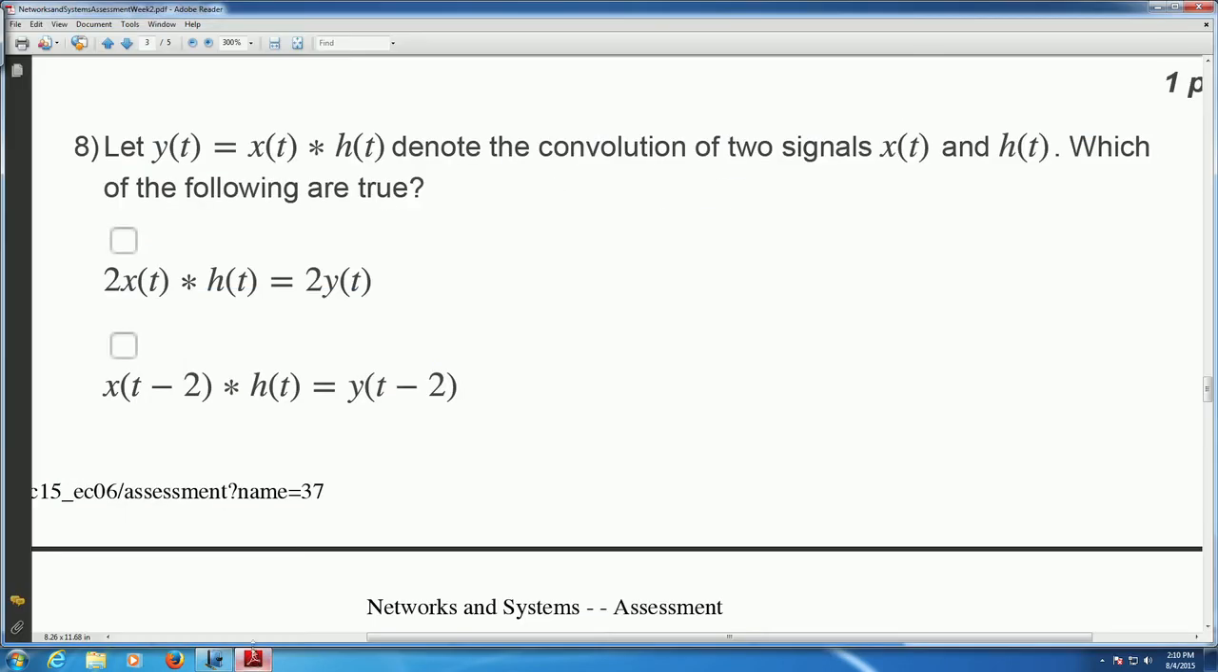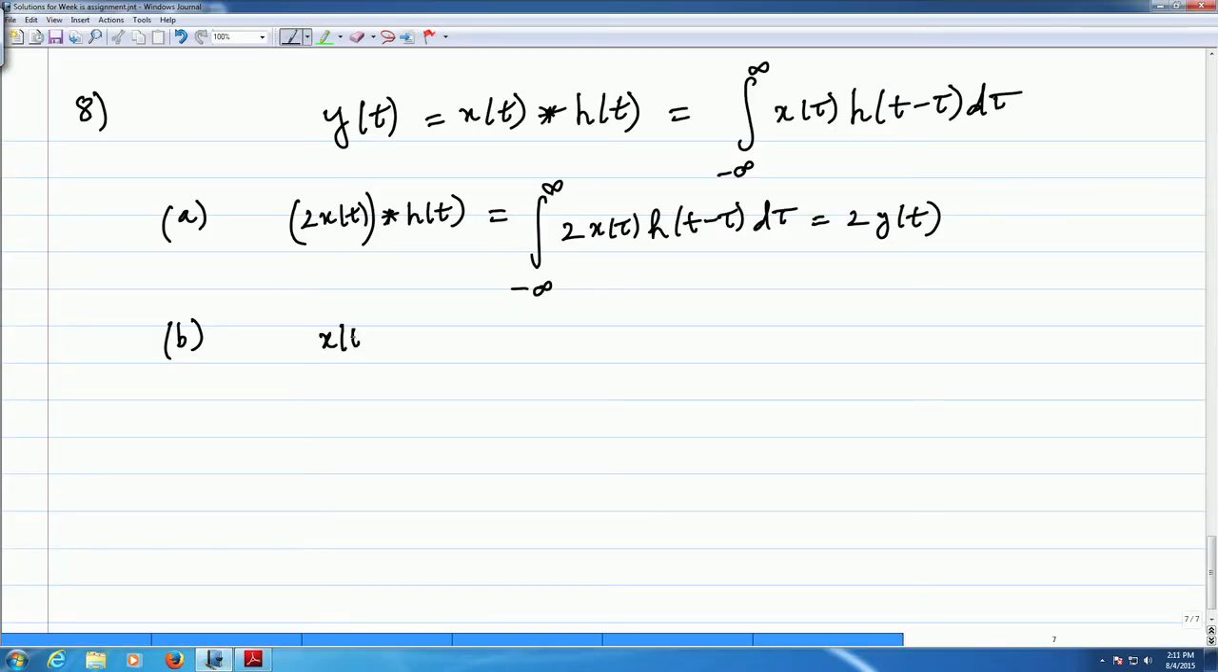The second part asks you to check x of t minus 2 convolved with h of t, is that y of t minus 2? If you write x of t minus 2 convolved with h of t, you get integral minus infinity to infinity. Instead of x of tau, I will get x of tau minus 2, h of t minus tau d tau. Now I have to relate this to y of t. For this you will need a substitution.